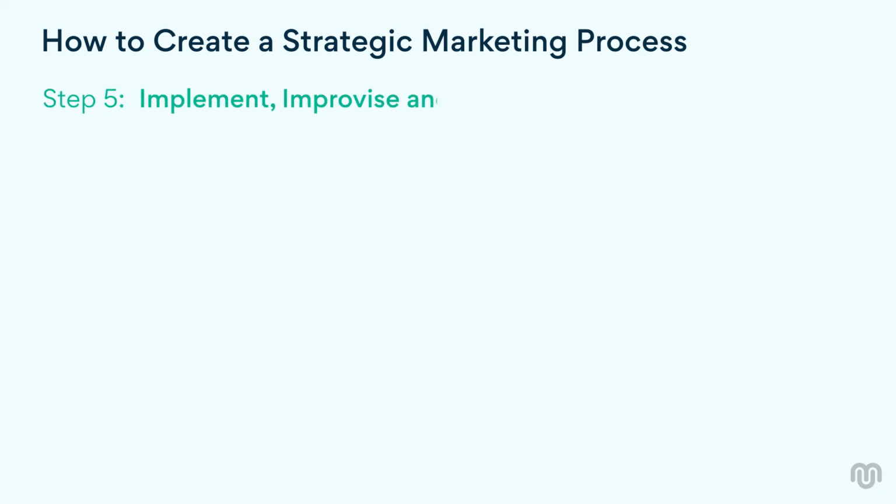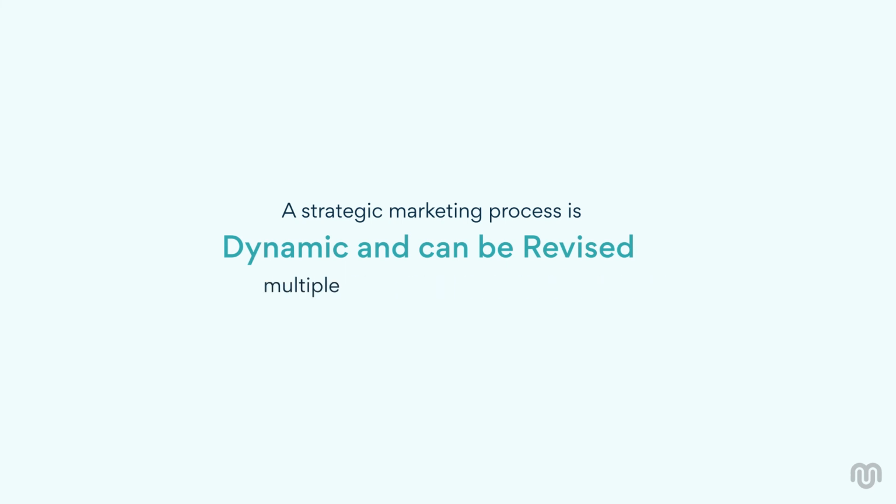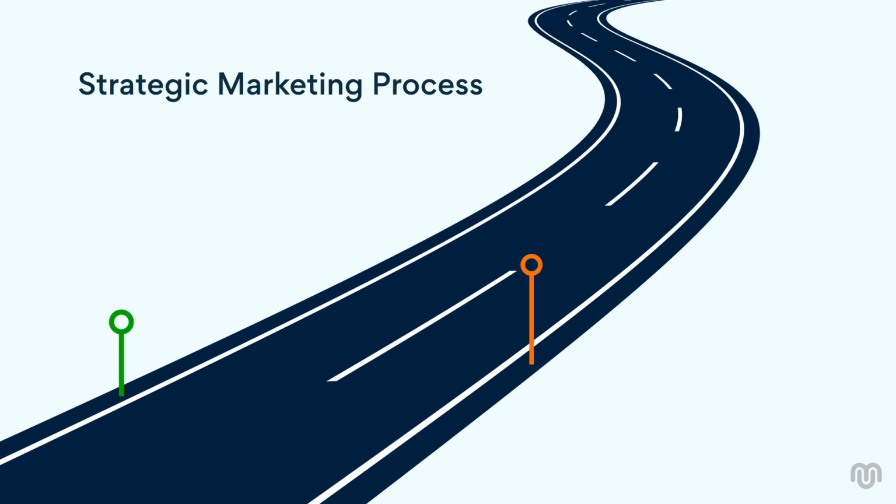Step 5. Implement, improvise, and iterate. In this stage, put all the above strategies together and launch your strategic marketing process. A strategic marketing process is dynamic and can be revised multiple times whenever required. No matter if you're a startup or an established business, a strategic marketing process can help you reach your desired milestones.